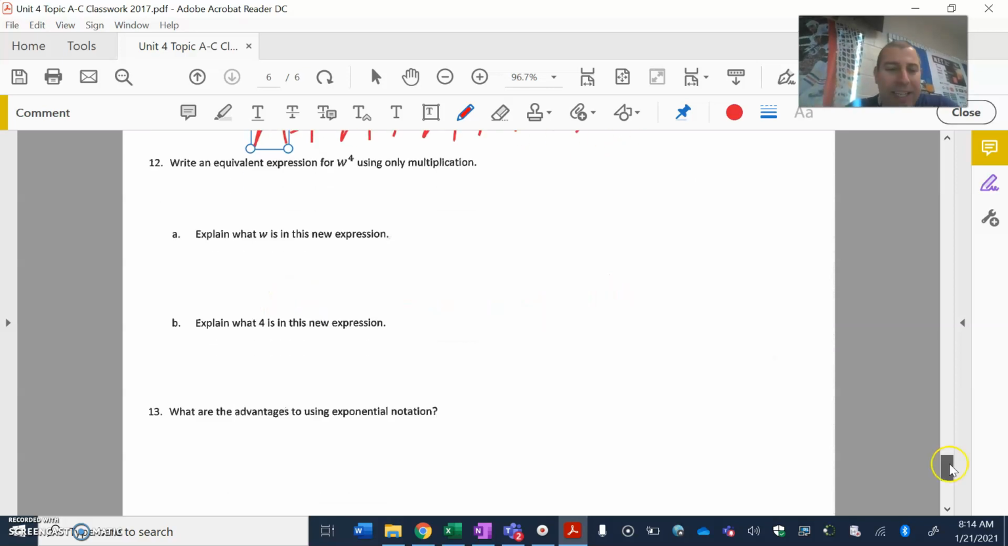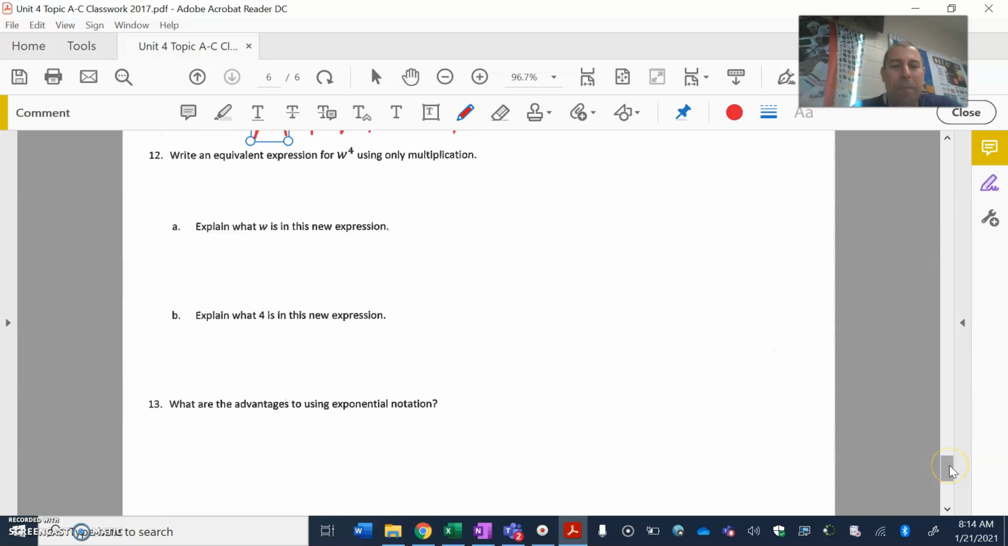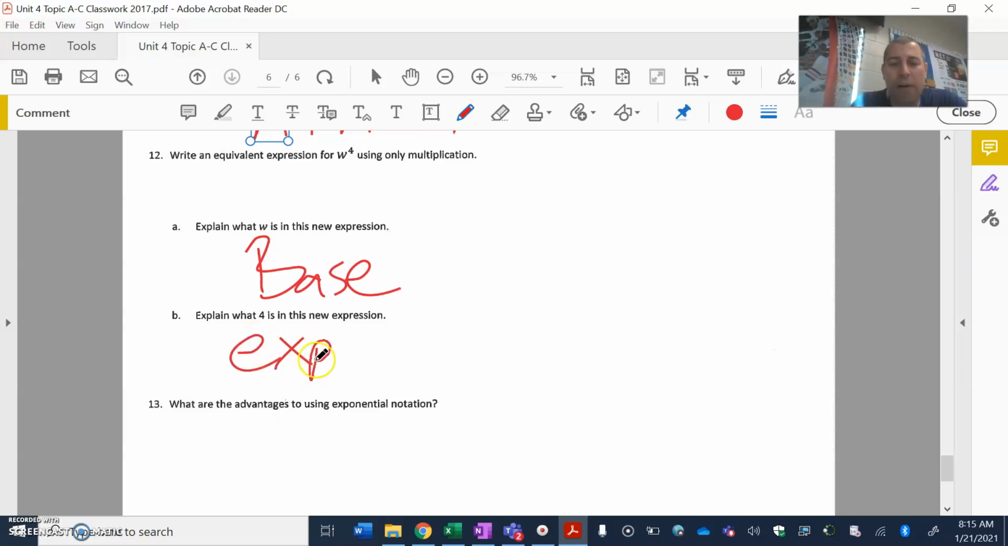What we're going to talk about here is the parts. Explain what w is in this new expression. We call this guy the base. Okay, that's the formal word. Again, you'll start using it over time. It'll become more familiar to you, but it's for that bottom number or what you're using to rewrite it with. That's called your base. Explain what the 4 is in this new expression. That's considered our exponent.